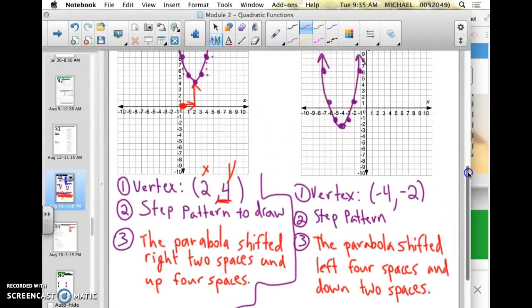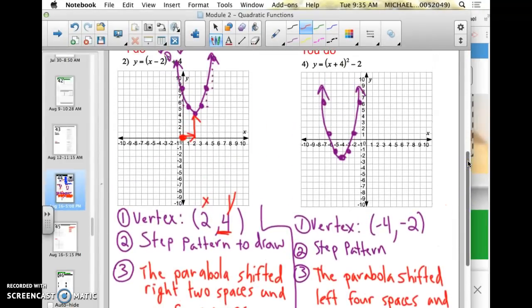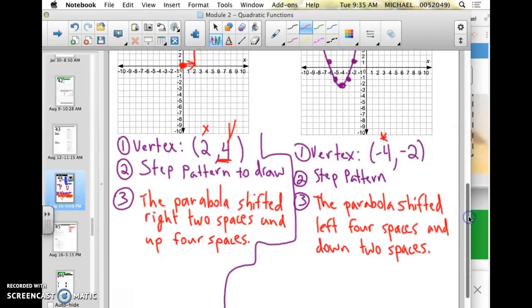Please check your work with mine. Here's the graph of the parabola. It shifted left 4 spaces and down 2 spaces because remember, the h value of the vertex is always lying to you. So it was positive 4, it shifts to negative 4. So I found the vertex, I drew the graph based off of the step pattern, and then I stated the parabola shifted left 4 spaces and down 2 spaces. That would have earned you all of the credit for this objective.